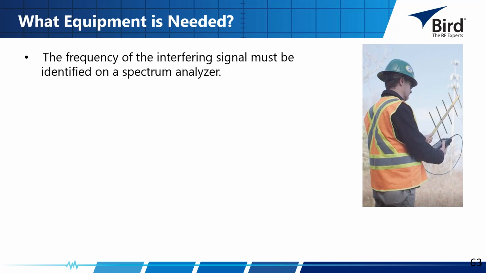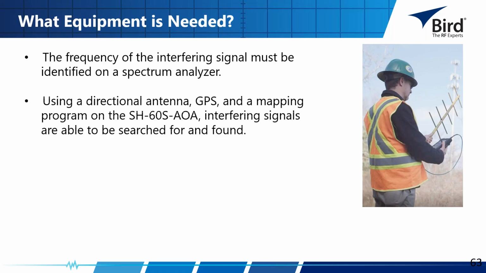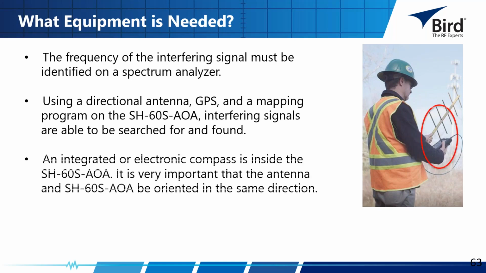So what equipment is needed? Well, the frequency of the interfering signal must be identified on a spectrum analyzer. Using a directional antenna, GPS, and a mapping program, interfering signals are able to be searched for and found. An integrated or electronic compass is inside the AOA. It's very important that the antenna and the SH60S be oriented in the same direction. So if you can see over here in the photo, the test port is pointing this direction and the antenna is in the same direction.